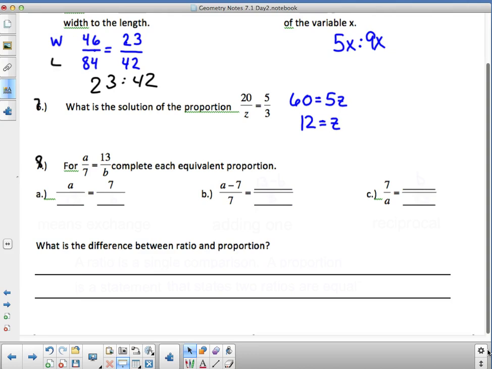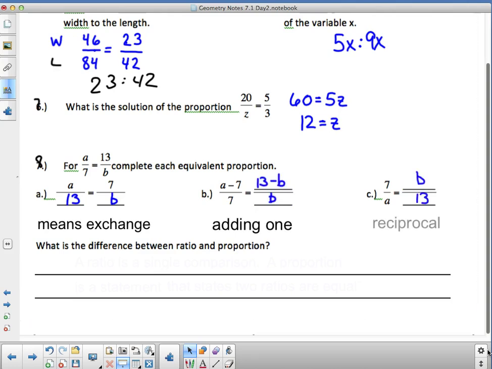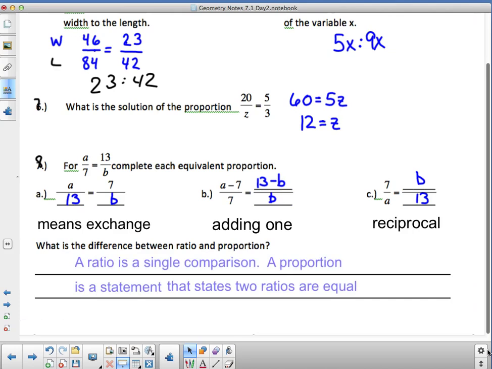But let's look at this first. You had an opportunity to talk about these, and hopefully this is what you've got. How you doing? You okay with applying the properties? Okay. Now the last thing, the difference between proportion and ratio. Some people have filled that in, but in a nutshell, a ratio is a single comparison. A proportion is a statement that states 2 ratios are equal. Okay. It's a connection between 2 ratios.